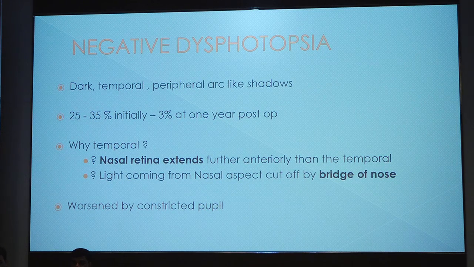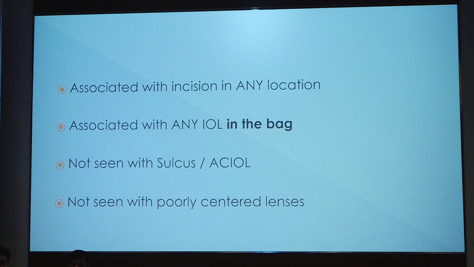Why is it a temporal dysphotopsia? That's probably because the nasal retina extends further anteriorly. Also, the nose of the bridge cuts off light which is coming on the nasal aspect, and therefore it's not seen on that side. One more thing is that this negative dysphotopsia is worsened by a constricted pupil, whereas the positive dysphotopsias are treated with a constricted pupil.